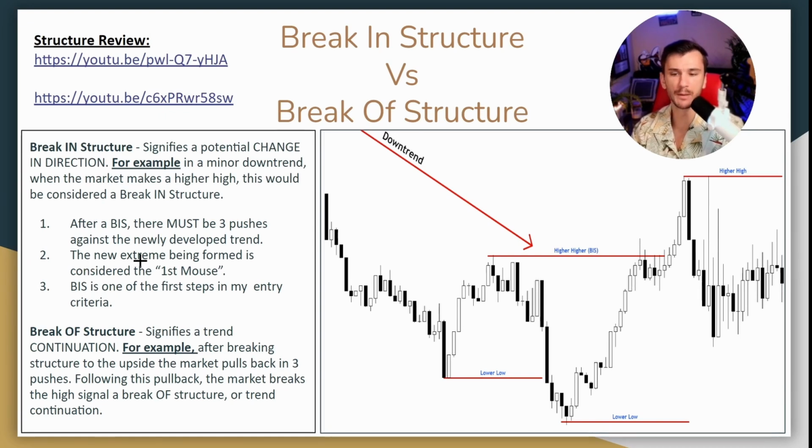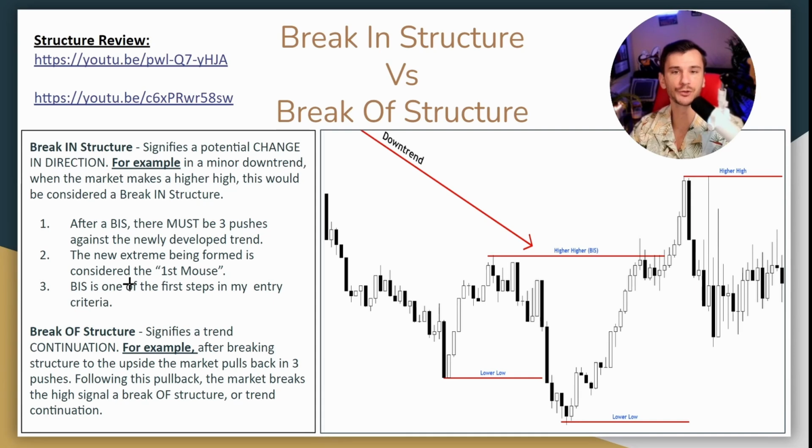The new extreme being formed is considered the first mouse. This new higher high that is formed will create a first mouse scenario because this gets people to start going long early. These are the people that have the direction correct. They've just timed it incorrectly, and they are going to usually be punished by the market for that decision. The market will come back and stop hunt into those traders, and that is why I have to wait for 3 pushes before making trading decisions.